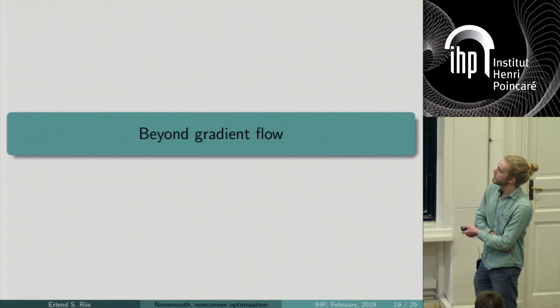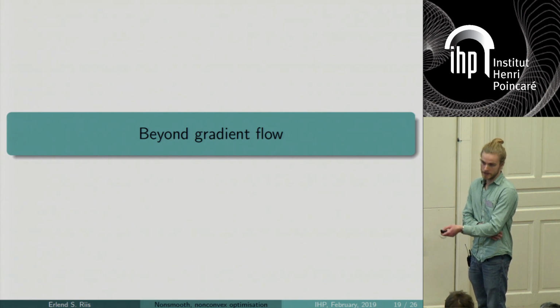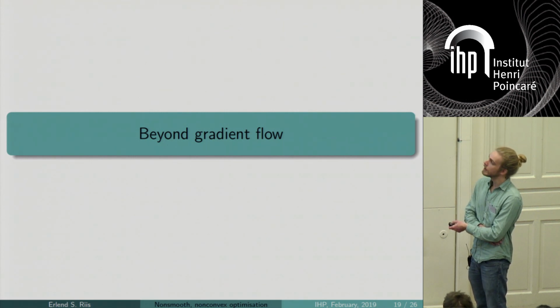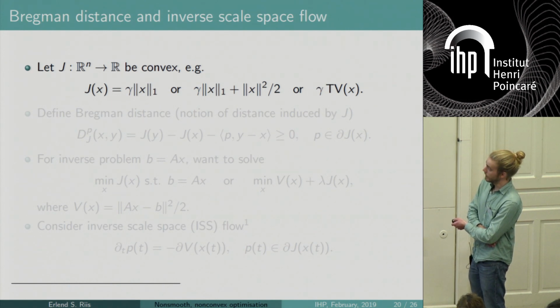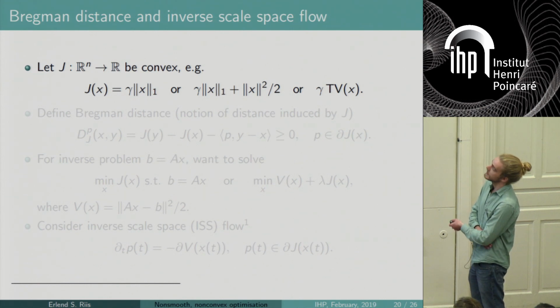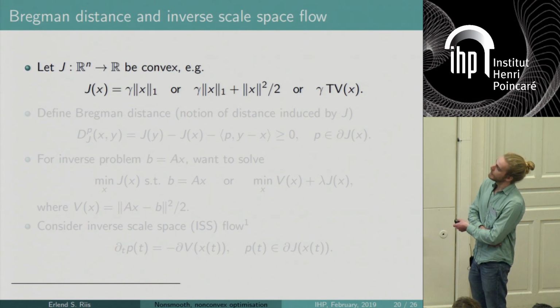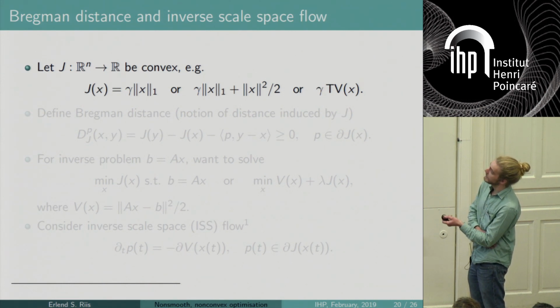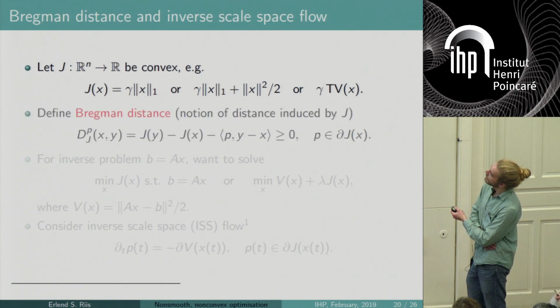Right. So just to finish the talk, I'll briefly discuss some extensions, moving beyond just the standard gradient flow. One thing that Martin Benning suggested looking at was inverse scale space flow. Now you're moving in the direction of the Bregman distance of a certain function J. You want J to be a convex function. It could be the L1 norm or the elastic net, a combination of the L2 and the L1 norm.